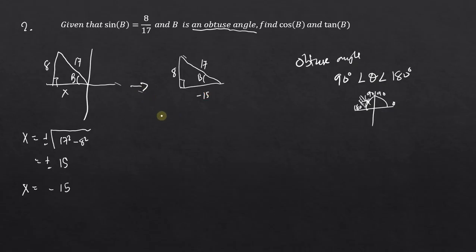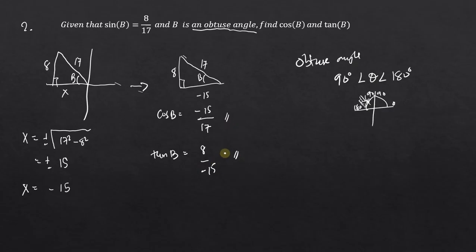So now you can answer the same question. So what is cos b? You know cos is adjacent, right? Negative 15 over hypotenuse 17. And we know now tan b will be equal to opposite, which is 8 over adjacent negative 15. So this is what you have, right?